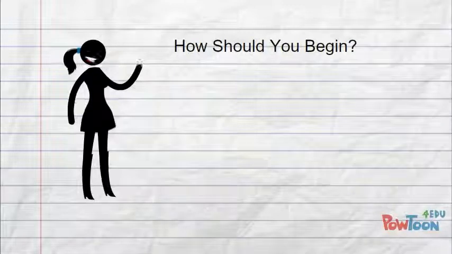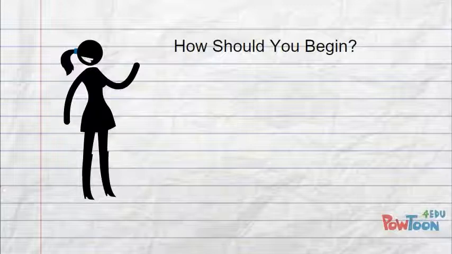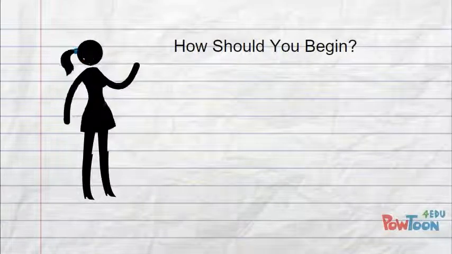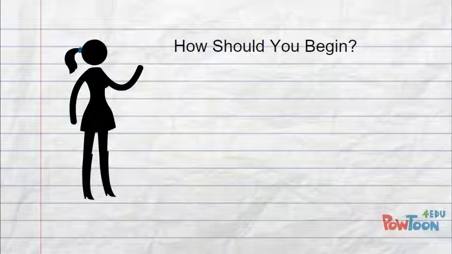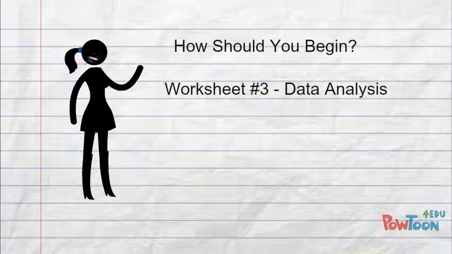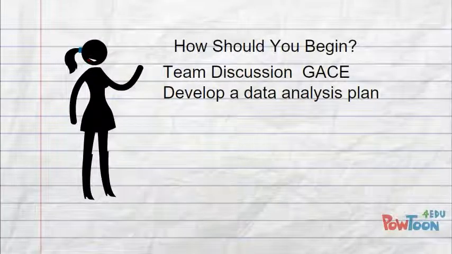Okay, enough of me. So how should you proceed? Well, just like the other weeks, complete the assigned reading and videos as described. Complete the Canvas worksheet number 3 by the due date. This worksheet is about data analysis and statistics. Most of it should be review. Participate in the team discussion.